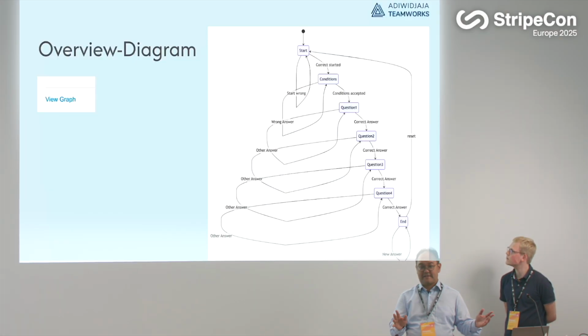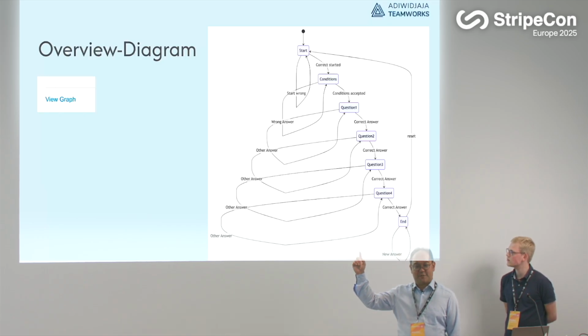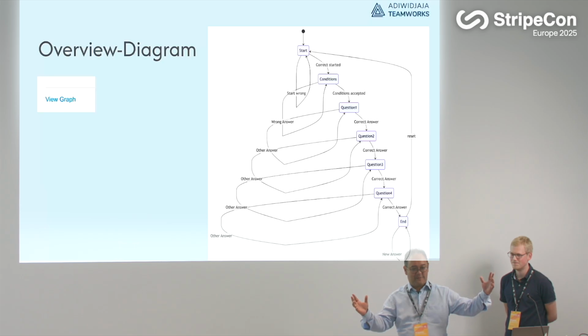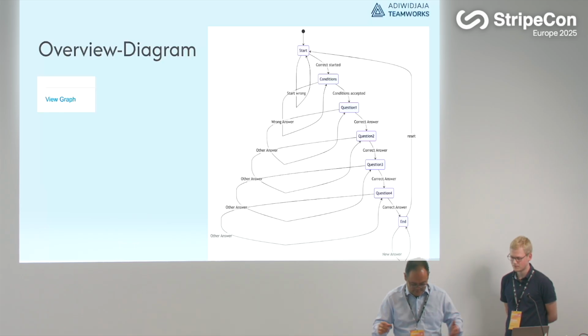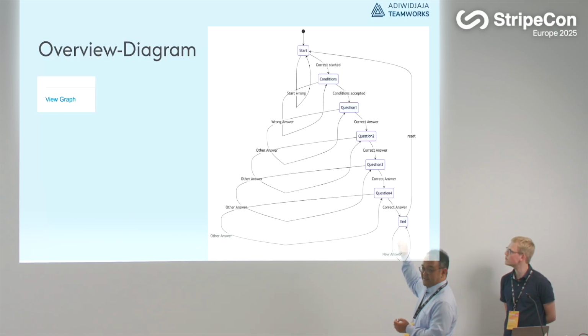And a fantastic thing, we have a little button, view graph, which takes us to a state diagram, which is really useful in debugging flows, because you have the overview and see what's happening and where you are stuck. And this is a real-world example where you can see you start, and then you accept conditions, you answer some questions, and then you get to the end.